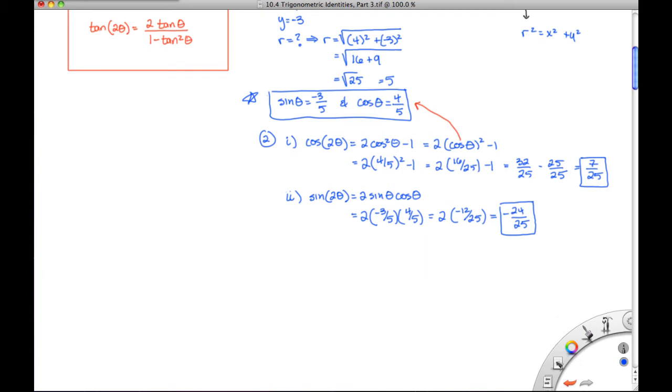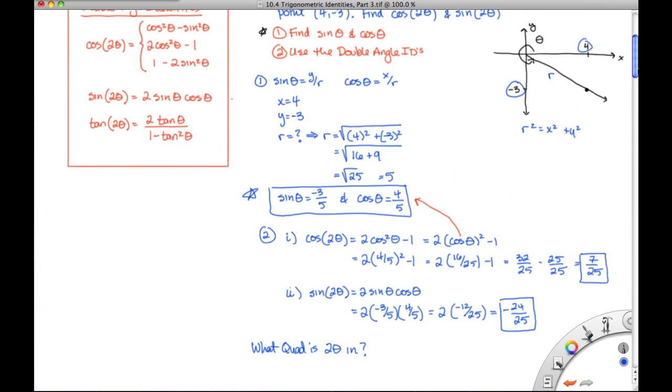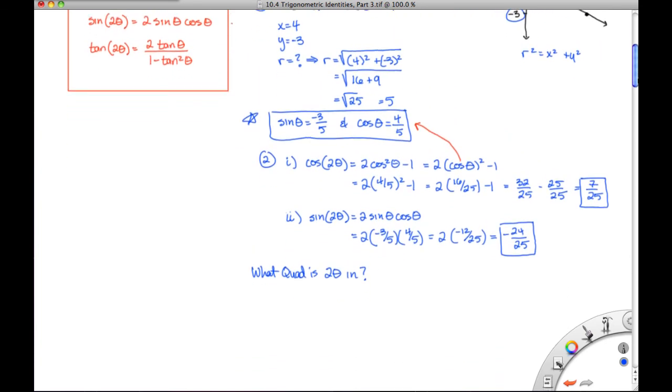I'm going to follow this up with a question. I'm going to ask, well, what quadrant is 2 theta in? So we know, looking at our sketch, that theta is in the 4th quadrant, but what quadrant is 2 times theta in?